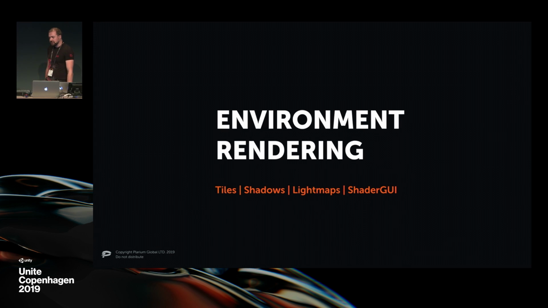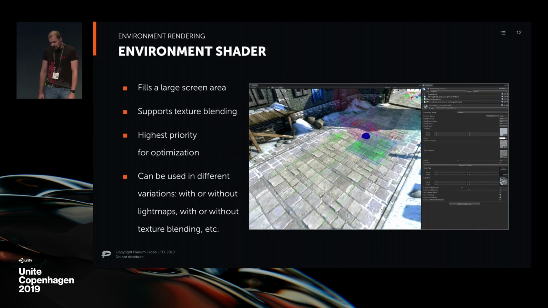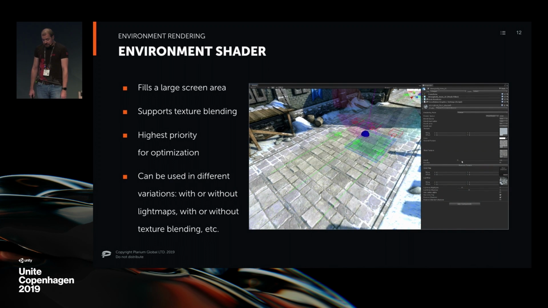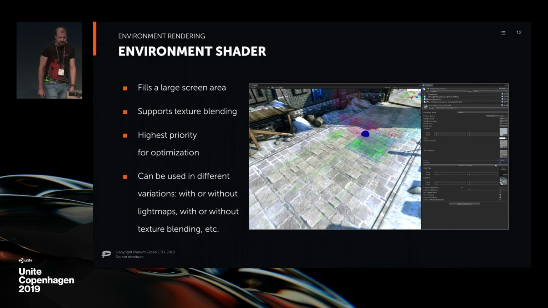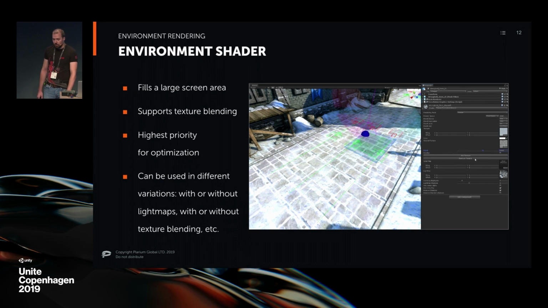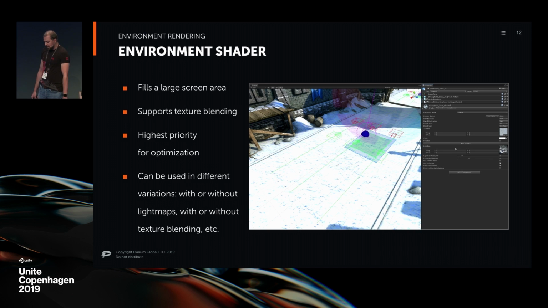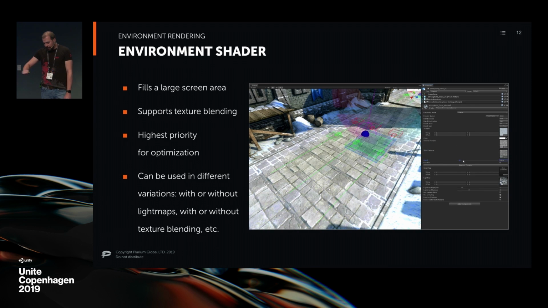And the first thing that we are going to focus on is environment rendering. As I told you before, it fills a large screen area, basically your entire screen. And it introduces some overdraw while doing that, because, for example, these barrels are situated on top of the ground plane, so you need to draw the ground plane, after that you need to draw the barrels. So you probably draw a lot more pixels than your full screen.